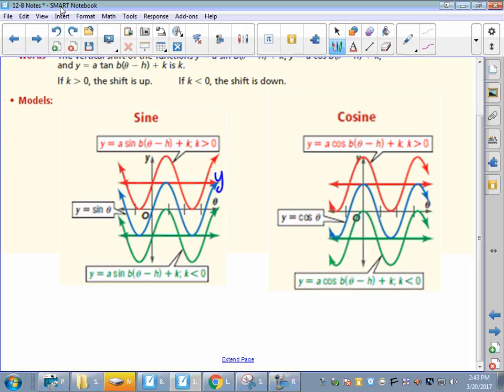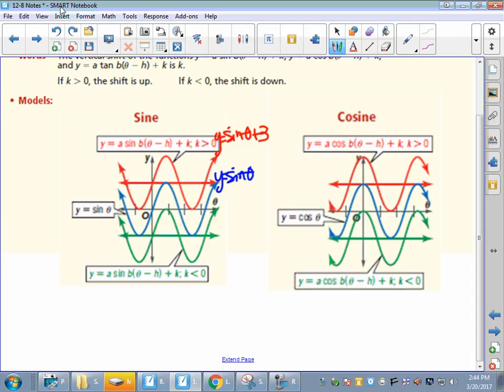So the blue graph here is the parent function, y is equal to sine theta. The red function would be like a shift up maybe 2 units or 3 units. So we'll say y is equal to sine theta plus 3. Notice I didn't put parentheses around the plus 3. I'm adding 3 after I take the sine of theta. Where in the degrees, we've added the degrees first, then took the sine.